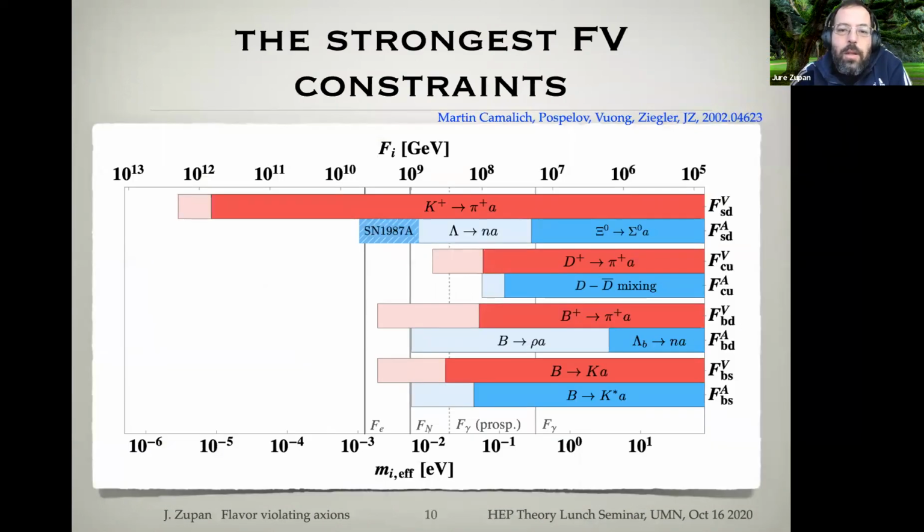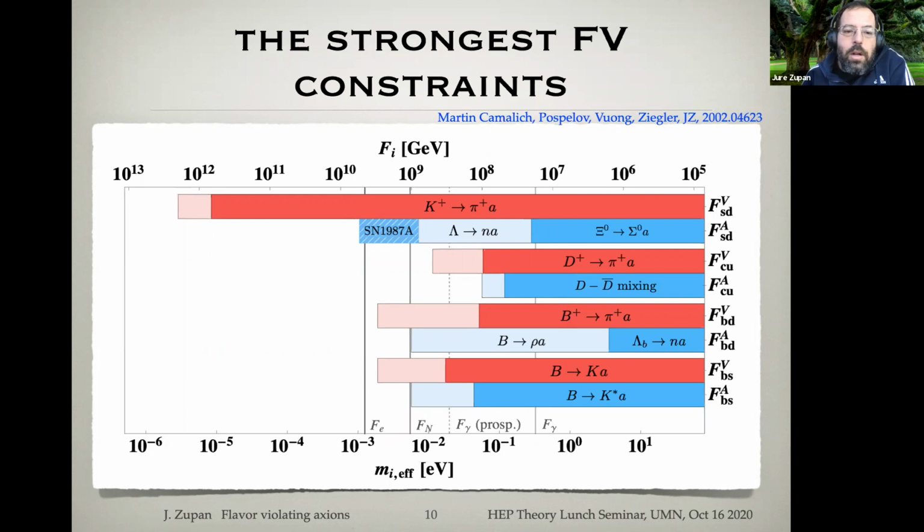Now the upshot of what the constraints will look like. What's plotted here is this capital F. Remember, this absorbs the coefficient of flavor violation. So if you think it's just order 1, this would be the decay constant. And there are a few things appearing. It's a whole slew of different transitions. S to D with a vector or an axial coupling. Then C to U with a vector and an axial coupling, B to D and B to S.